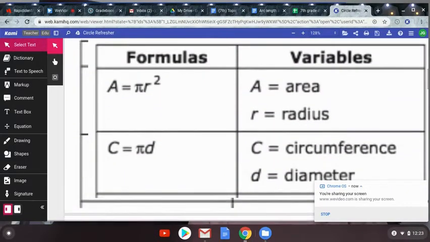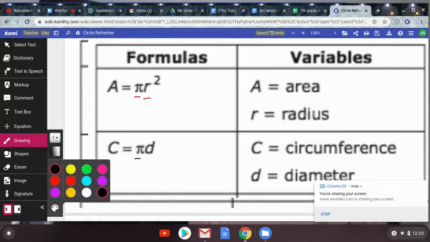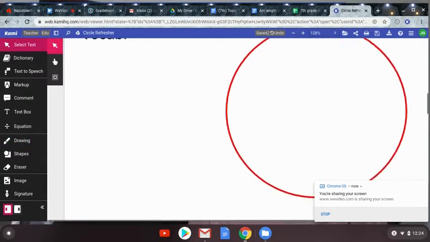To find the area of a circle, you take pi, 3.14. Remember, that's an irrational number. It goes on forever. So you take pi times the radius squared. To find the circumference of a circle, you take pi, that's that 3.14, times the diameter. So let's make sure that we feel comfortable with what those things are.